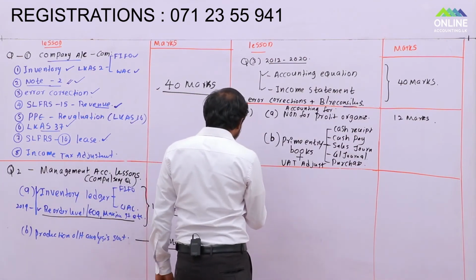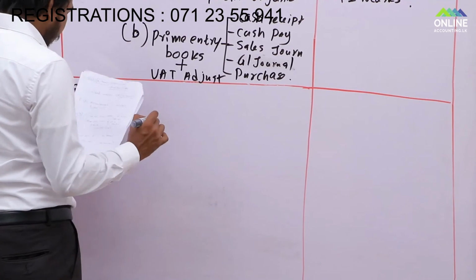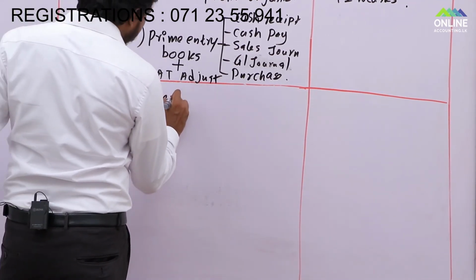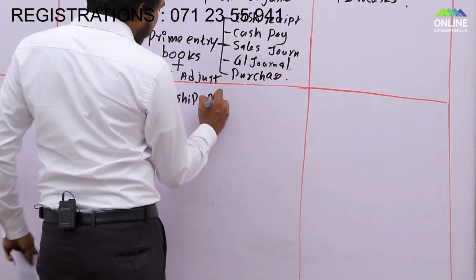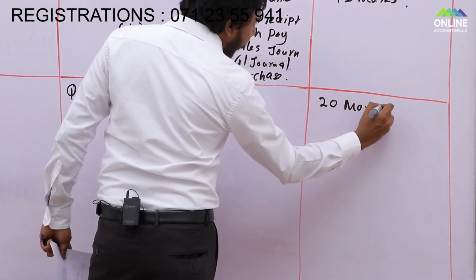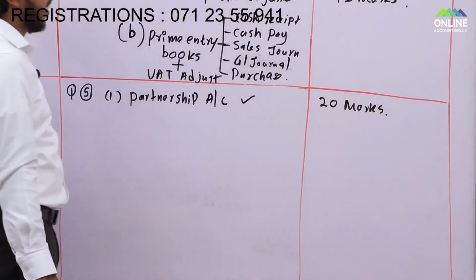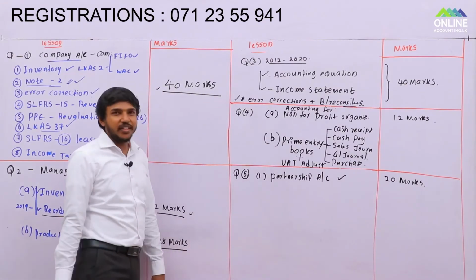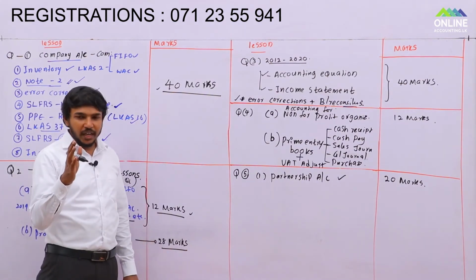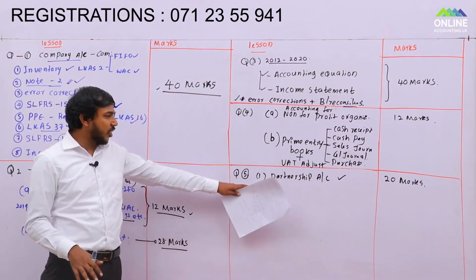Then the question number 5. In question number 5, the first question was partnership accounts. It was for 20 marks. We have already released this video on partnership accounts. You all can watch it. From top to bottom, we have covered these partnership accounts.